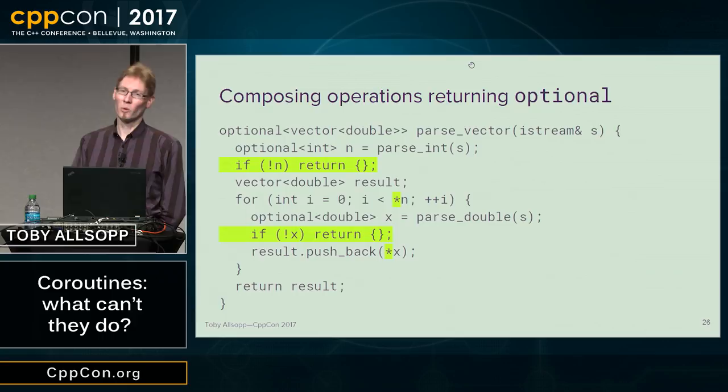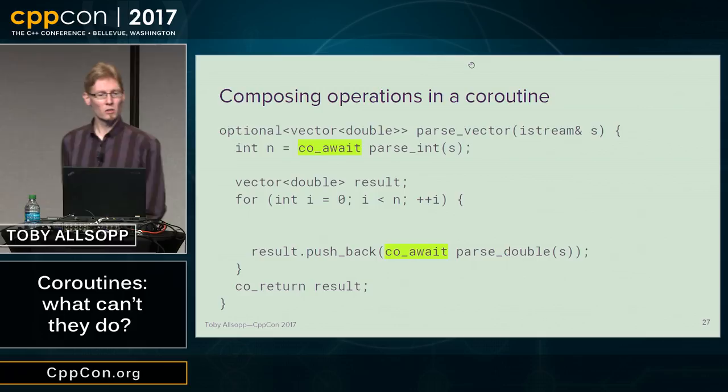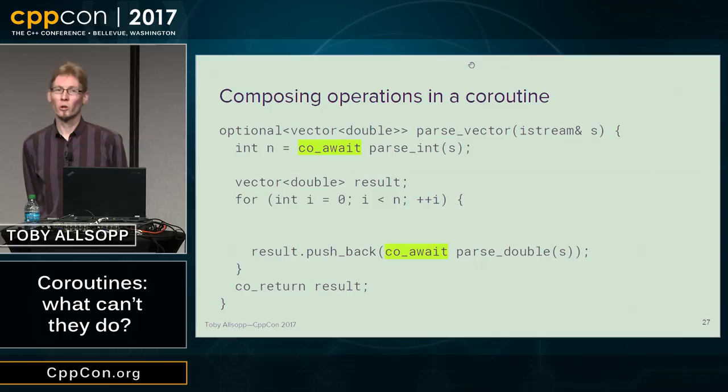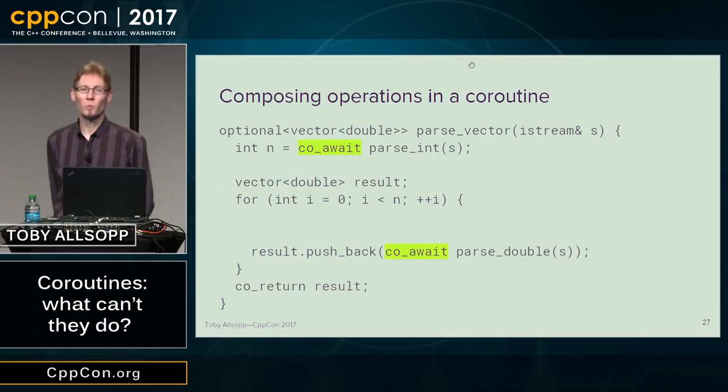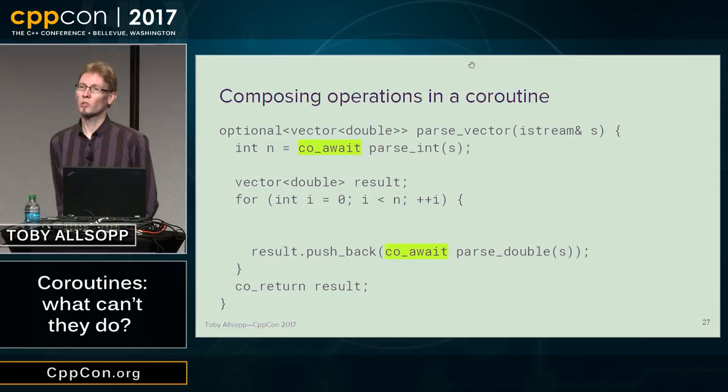So it is possible to write this as a coroutine and remove a lot of the boilerplate code. You'll notice the ifs have gone and all the early returns have gone, but this actually works the same way as the previous one. We've put co-await in the places where we want to unwrap an optional, and inside that, that can cause the coroutine to exit early and return an empty optional, or it can carry on.